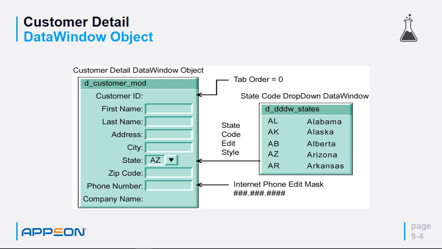Also remember, in earlier units we built an internet phone edit mask and attached that into the database for extended attributes. That should be picked up as well when you build the new data window objects.